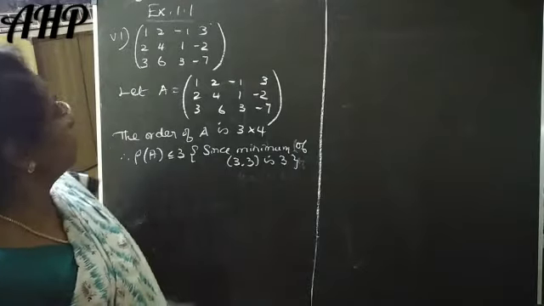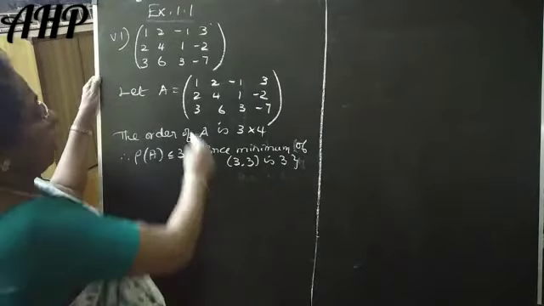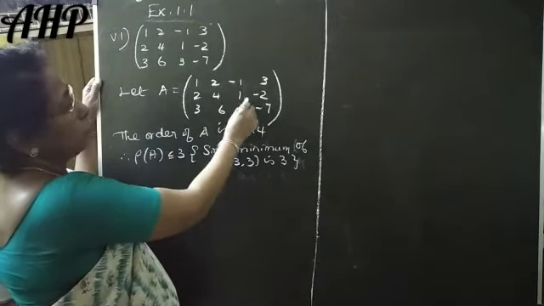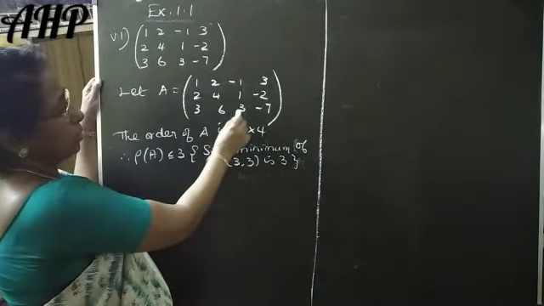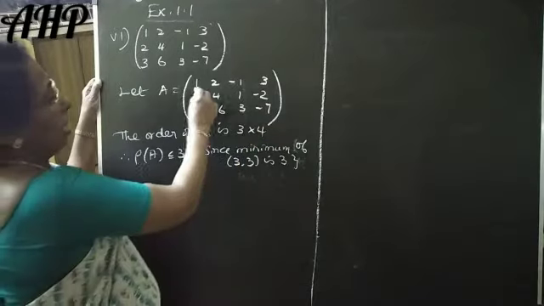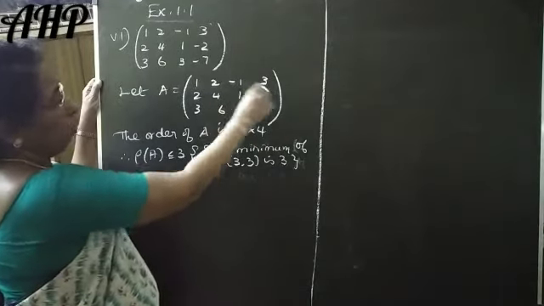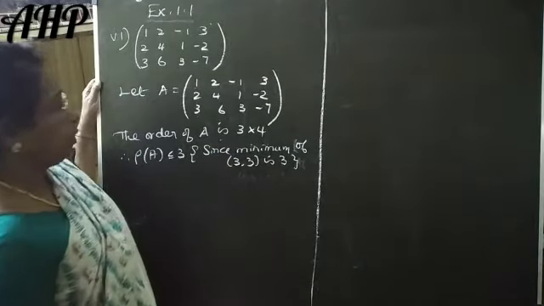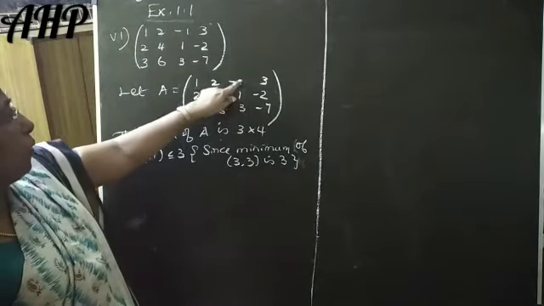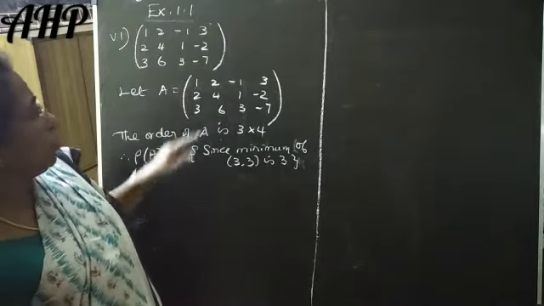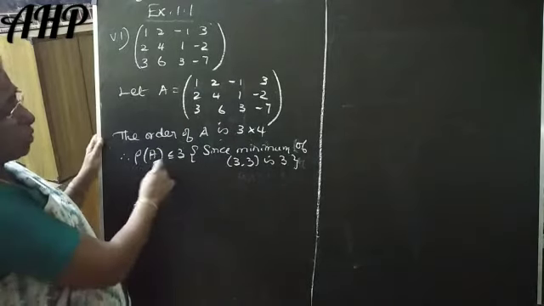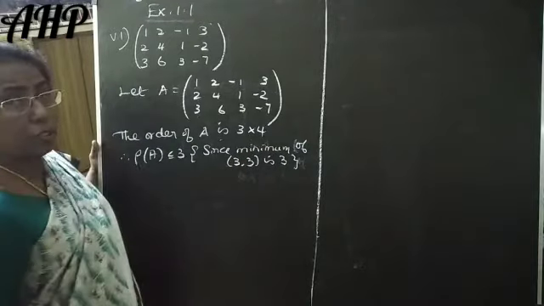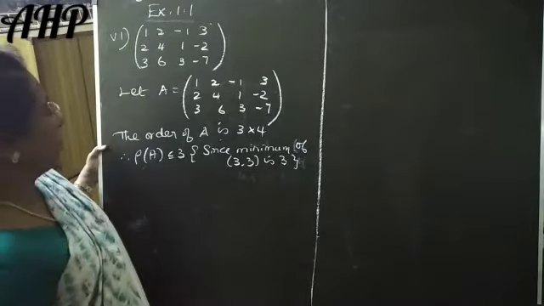So, the next question is A is equal to 1, 2, minus 1, 3, 2, 4, 1, minus 2, 3, 6, 3, minus 7. Here we have 3 rows and 4 columns. Therefore, the order of A is 3 by 4. So, maximum square matrix you are going to get is only 3 by 3. So, rank of A must be less than or equal to 3, since the minimum of the order 3 by 4 is 3.